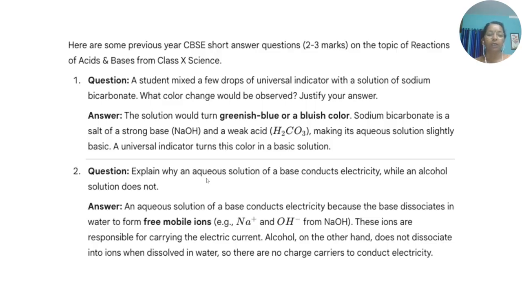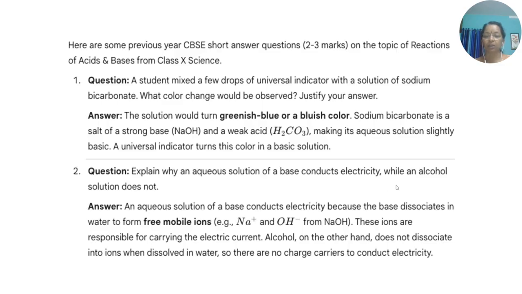Okay. Now next question, explain why an aqueous solution of a base conducts electricity while an alcohol solution does not. So aqueous solution of base conducts electricity because it dissociates and forms ions in water, whereas alcohol will not dissolve in water producing ions. So there is no production of free mobile ions in the case of alcohol, whereas basic solution produces free mobile ions. For example, NaOH, if it dissolves in water, we are having Na plus and OH minus ions.